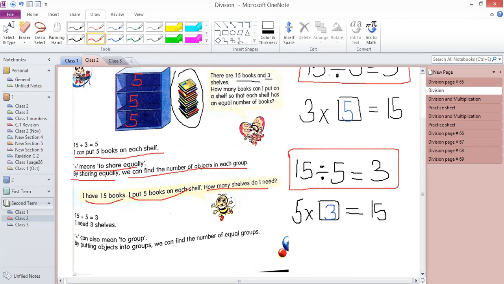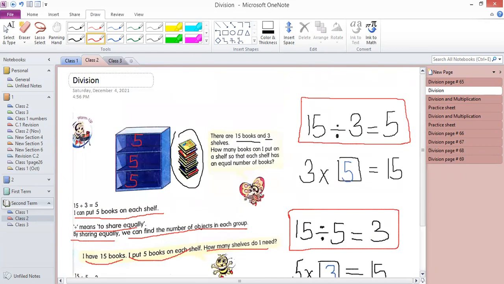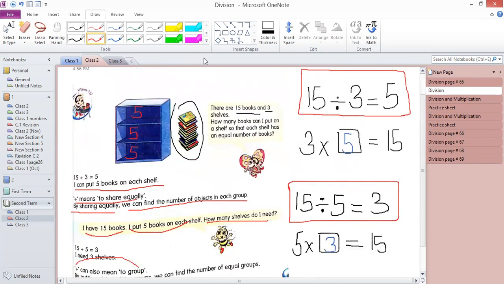So divide also means to group. By putting objects into groups, we can find the number of equal groups as well. So by dividing, we can find out the number of objects in one group, and we can even find the number of equal groups. If we know how many objects are in one group, we can find the total number of equal groups by doing division. Is it clear, guys?